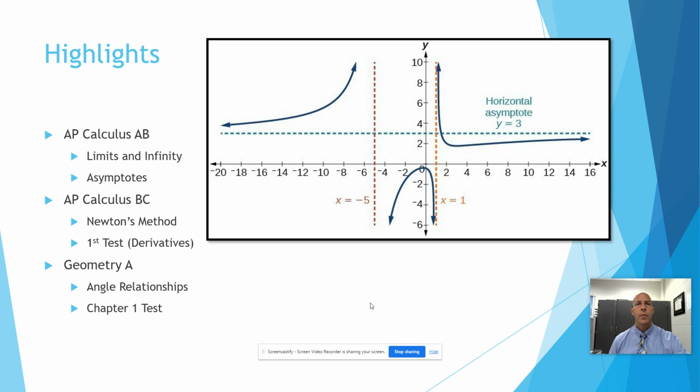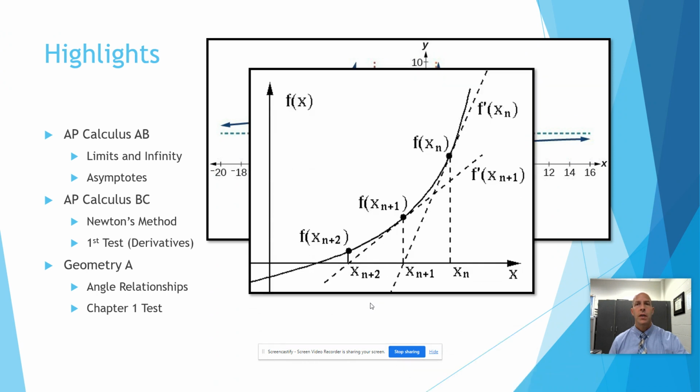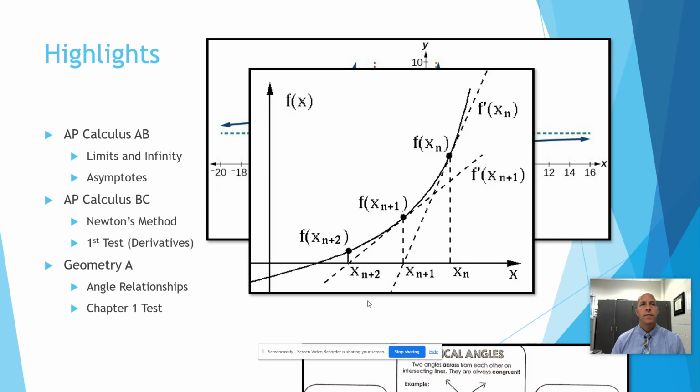This week in Calc AB, we're going to be looking at limits of the infinite nature or limits at infinity. These two types of limits produce what we call asymptotes. In Calc BC, we are going to be looking at a new lesson for the first time this year, something on Newton's method, which is a procedure that Isaac Newton came up with for approximating roots of equations.